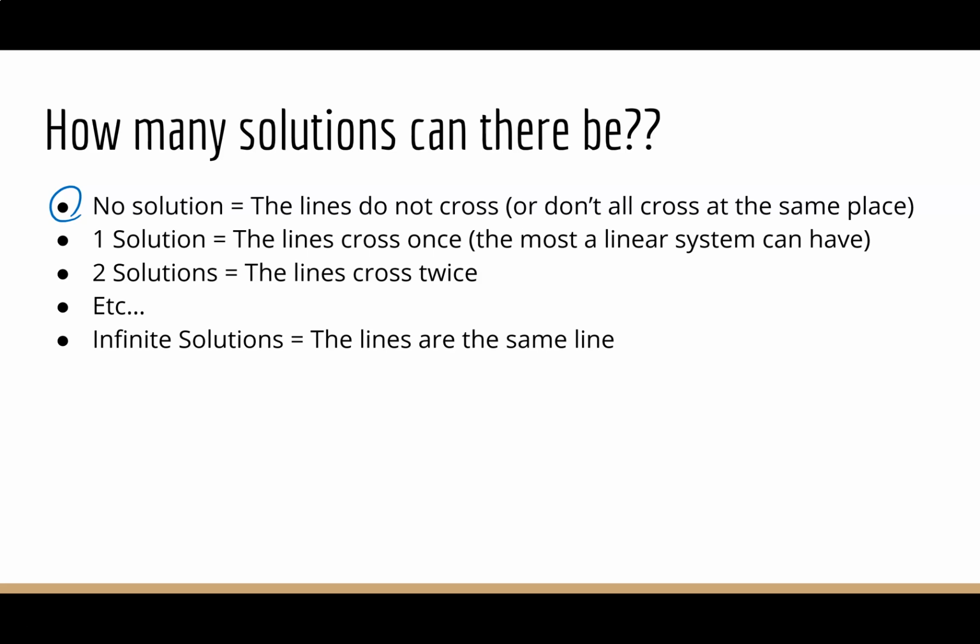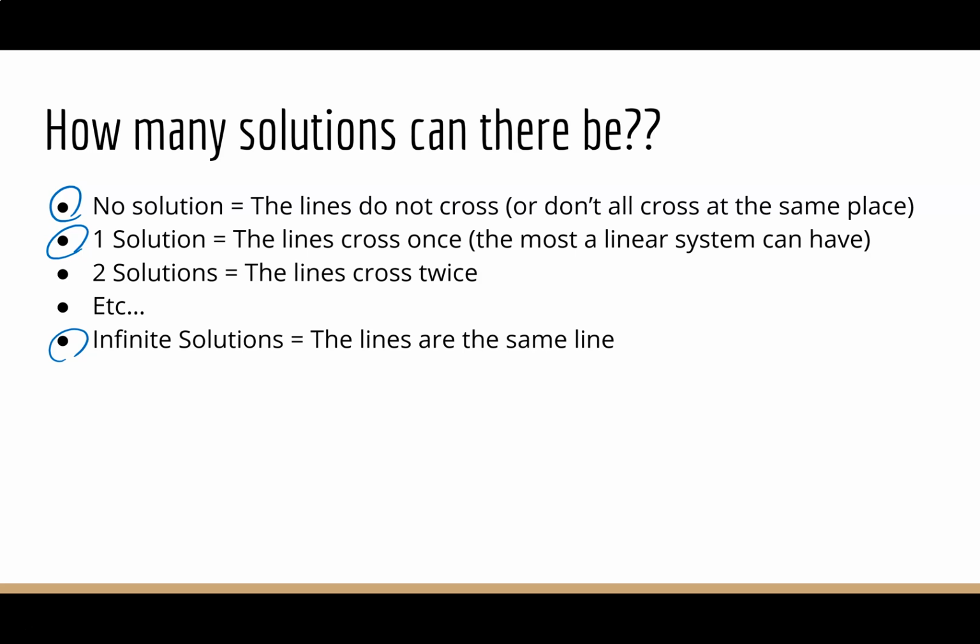One solution, the lines cross once. The most a linear system can have, because if you think about it, lines can only cross each other once. 2 solutions, the lines cross twice, etc. Infinite solutions, the lines are the same line. So, of our linear equation systems, it's only going to be one of those 3 options. There's either no solution, one solution, or infinite. Now, if you do have a solution, it is a coordinate pair, so there are two numbers involved, an x-y combination.